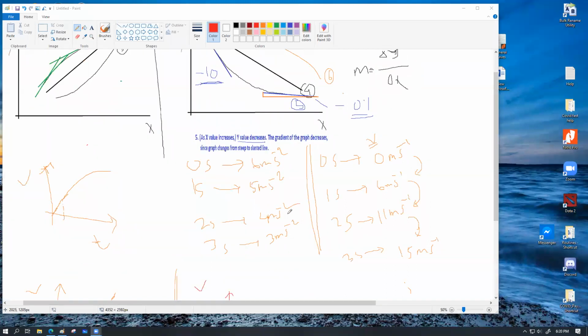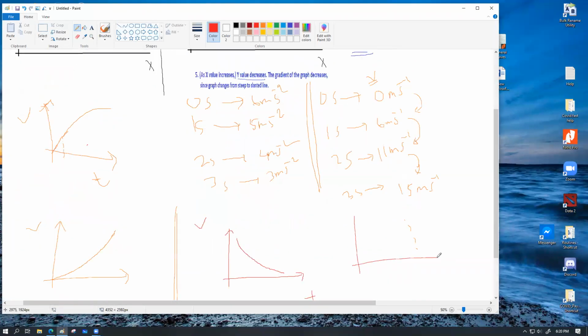As for the last part, if we have a VT graph that looks like this, how do you describe the VT graph for this one? Increasing deceleration. Increasing deceleration works.